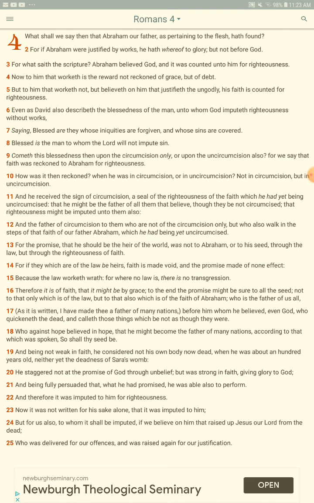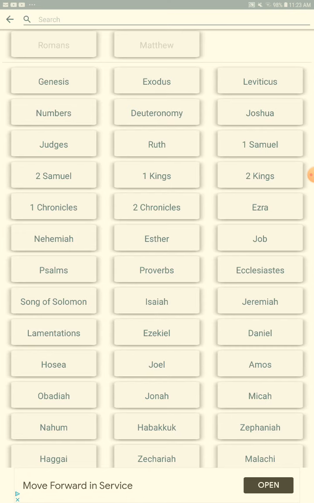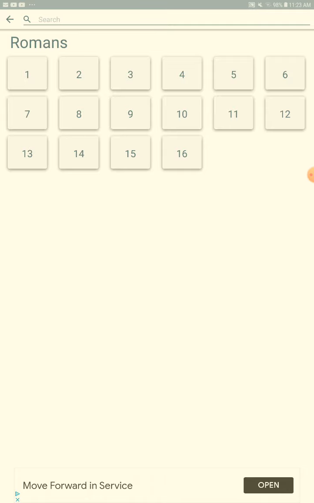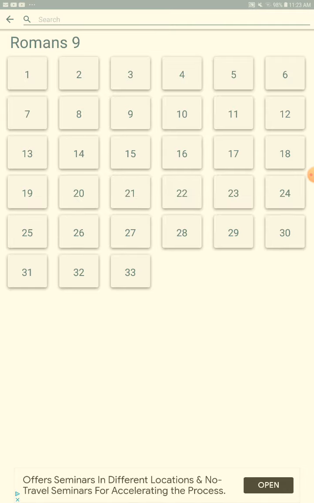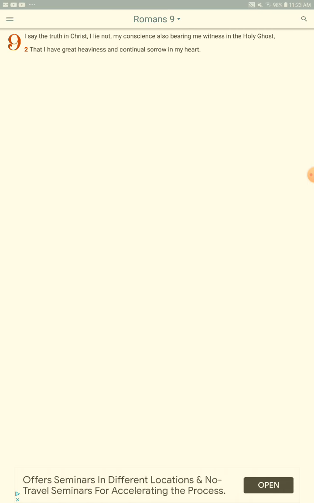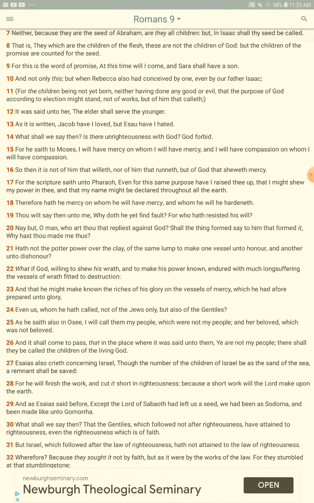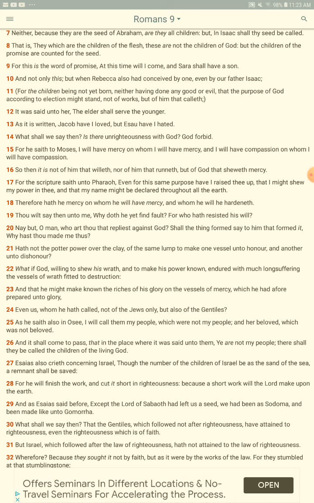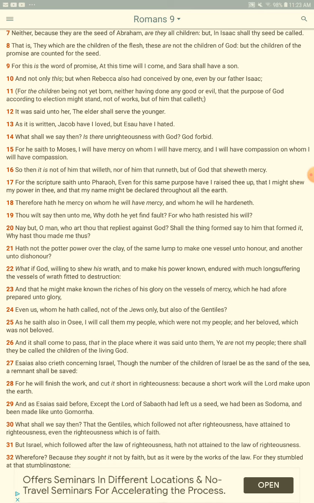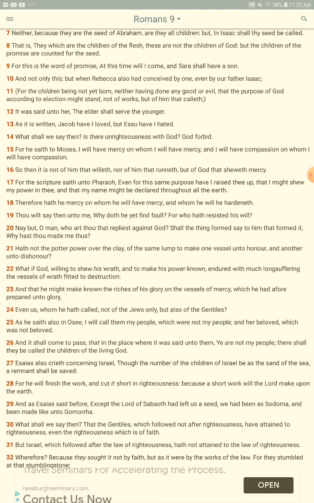All right. And then the verse we all like to bring out, we go to Romans 9, one of my favorite chapters. I'm going to start at the 7th verse. All right. Neither because they are the seed of Abraham, are they all children, but in Isaac shall thy seed be called. That is, they which are the children of the flesh, these are not the children of Yahweh, but the children of the promise are counted for the seed.